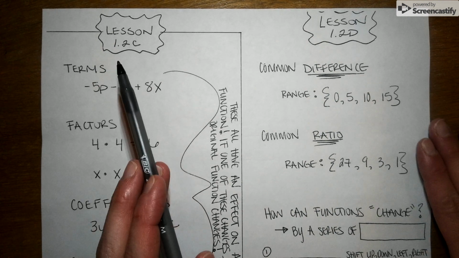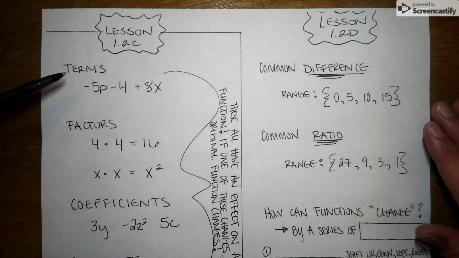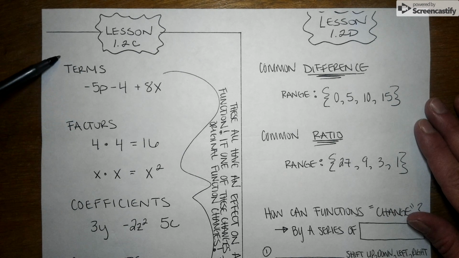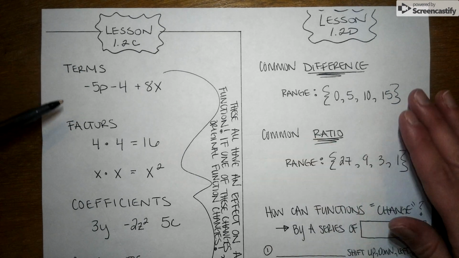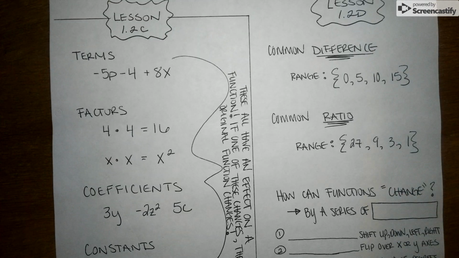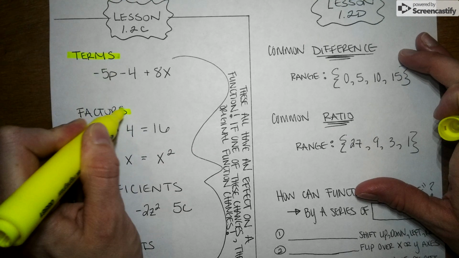In lesson 1.2c, in the notes, I should say, you found out a lot about the vocabulary terms: terms, factors, coefficients, and constants. Since these were main vocabulary terms from this lesson, I'm going to go ahead and highlight them in yellow.